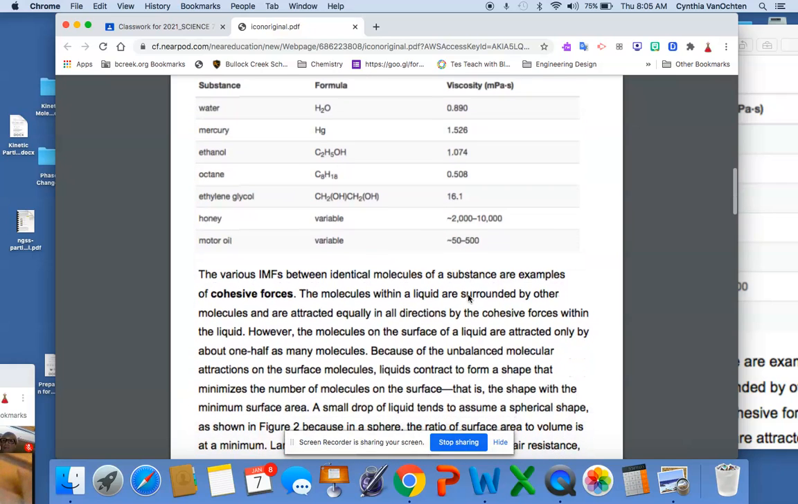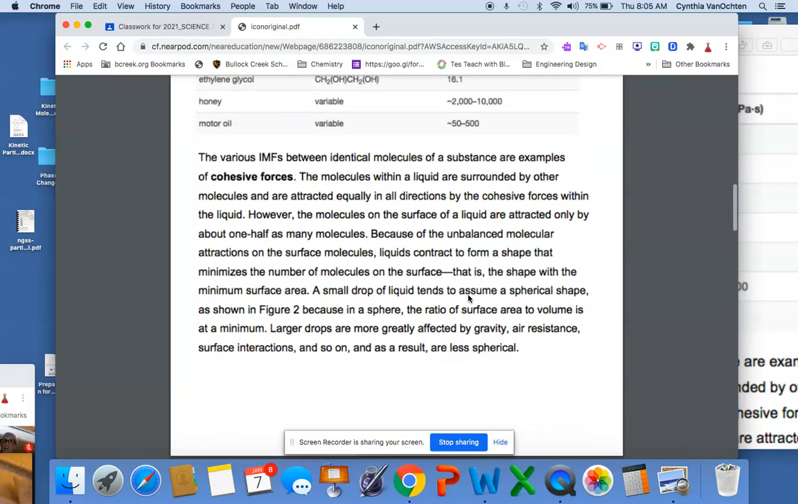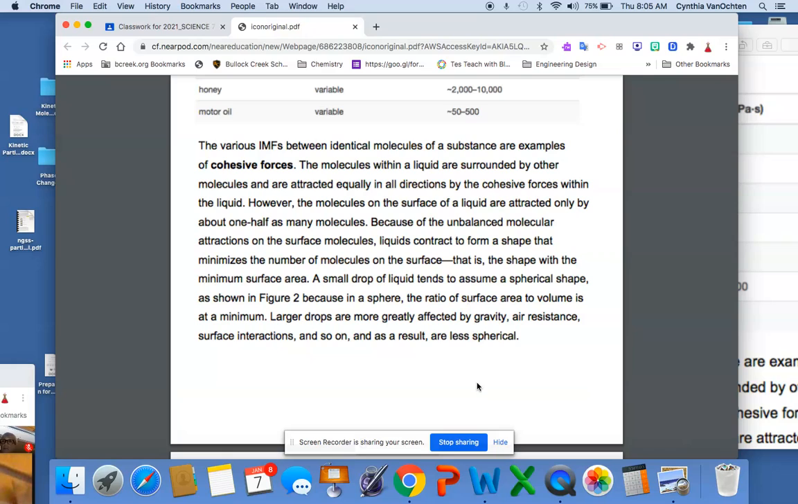The various intermolecular forces between identical molecules of a substance are examples of cohesive forces. The molecules within a liquid are surrounded by other molecules and are attracted equally in all directions by the cohesive forces within the liquid. However, the molecules on the surface of a liquid are attracted only by about 1/2 as many molecules.